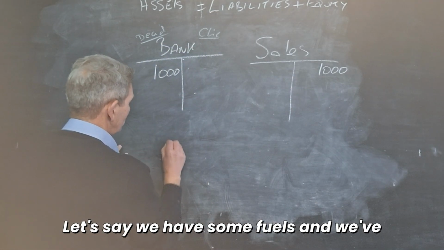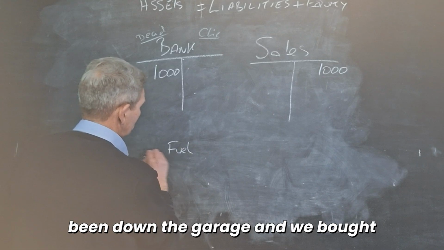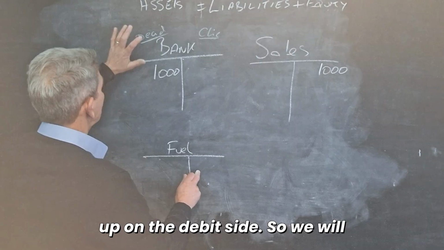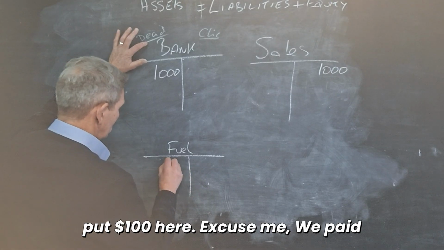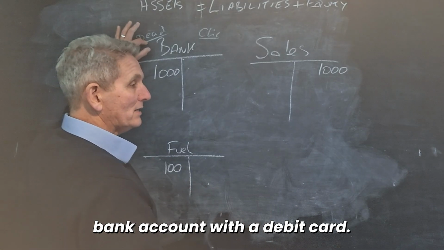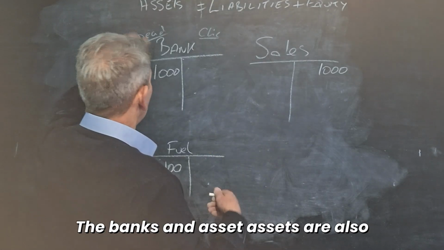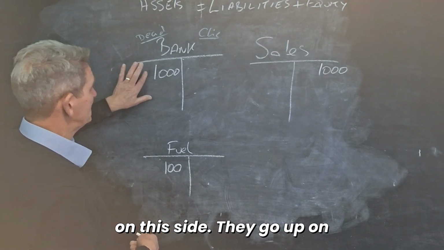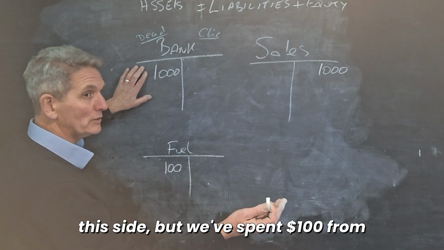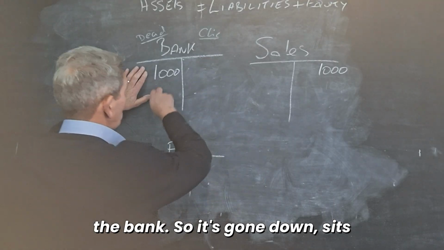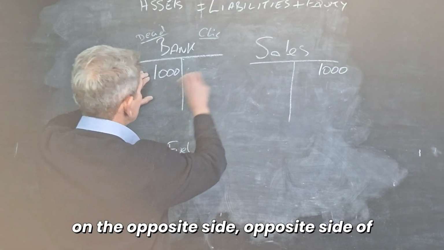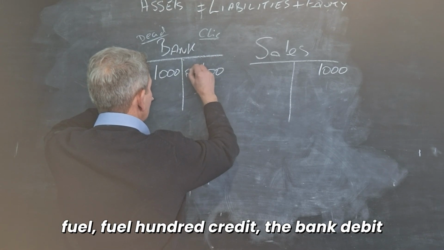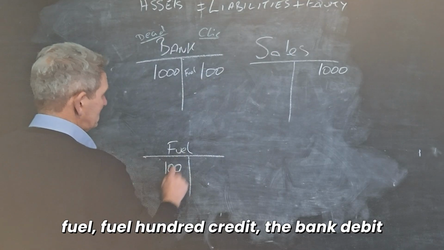Let's say we have some fuel. And we've been down the garage and we've bought $100 of fuel. Fuel's an expense, it goes up on the debit side. So we'll put $100 here, paid straight out of the bank account with a debit card. The bank's an asset. Assets go up on this side, but we've spent $100 from the bank, so it's gone down, so it's on the opposite side of this, so it's 100 here. That's the fuel. Let's write that in there. Fuel 100, credit the bank, debit the fuel account.